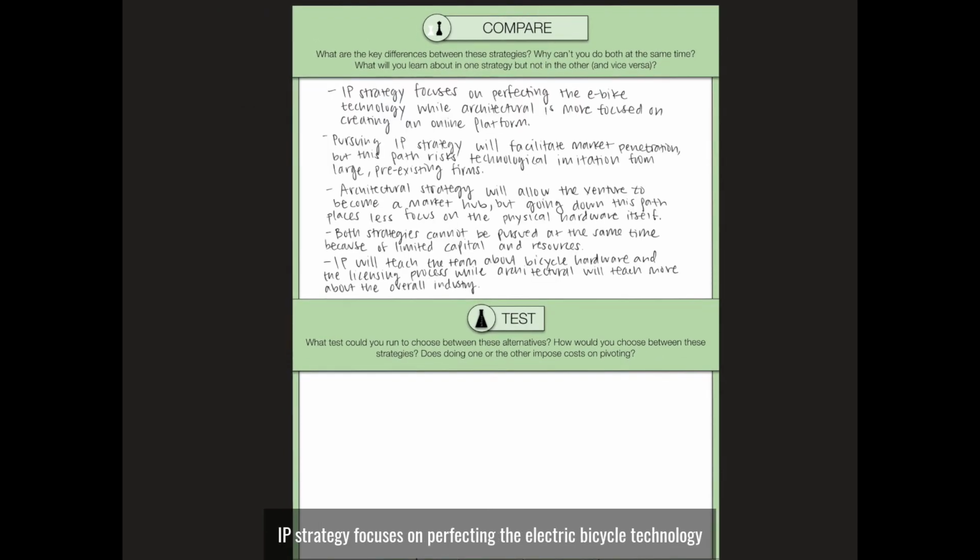The IP strategy focuses on perfecting the electric bicycle technology, while the architectural strategy focuses more on building a larger smart bike platform. On one hand, pursuing an IP strategy facilitates market penetration, but this path also poses risks of technological imitation from large, pre-existing bike wheel manufacturers. On the other hand, an architectural strategy will let the venture position itself as an e-bike market hub, but going down this path will place less focus on the technology itself.